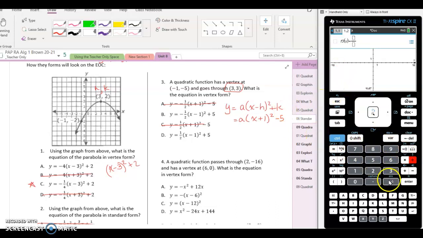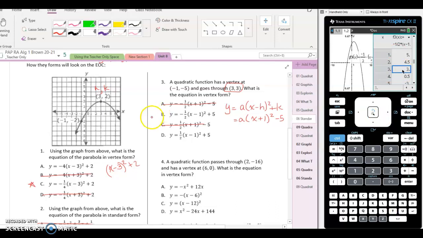Let's see, that was a -1 over 2, open parentheses, x minus 1 squared plus 5. Let's see what happens there. All right, there's that. So let's see if it goes through the point 3, 3. We do that by doing Control T. We'll look at the table. Oh, you know what? Look, there's 3, 3 right there. It goes through that point.